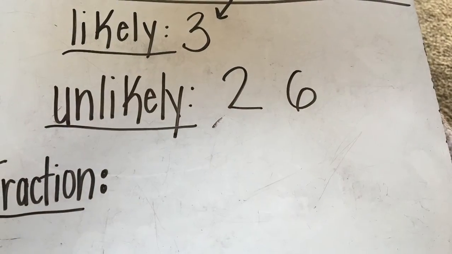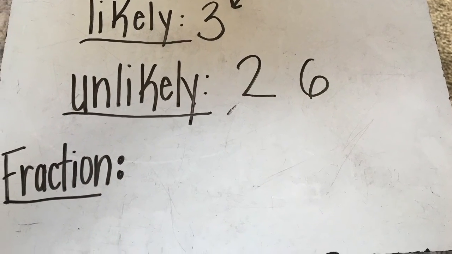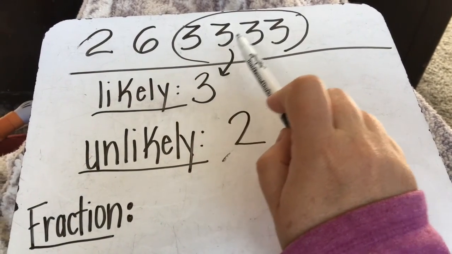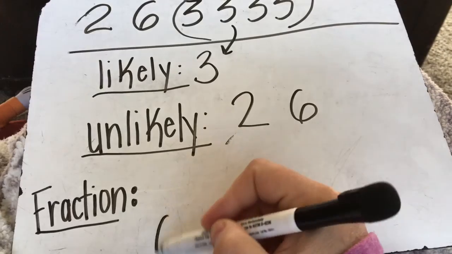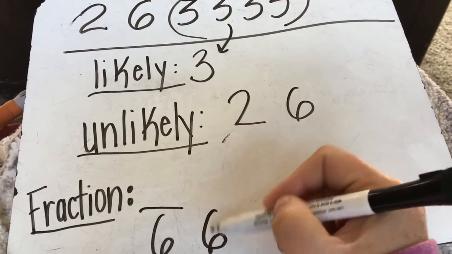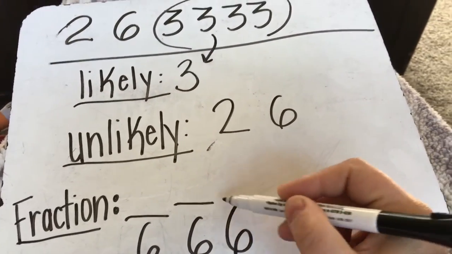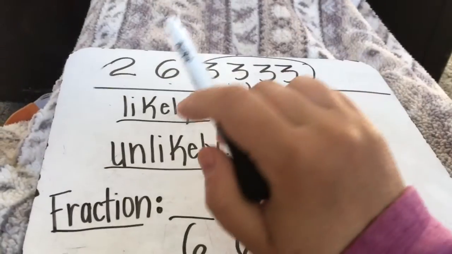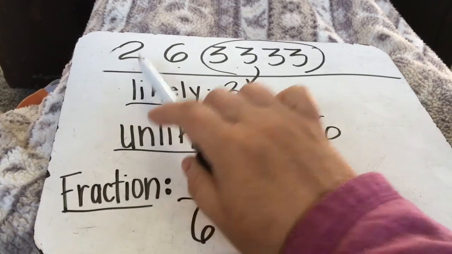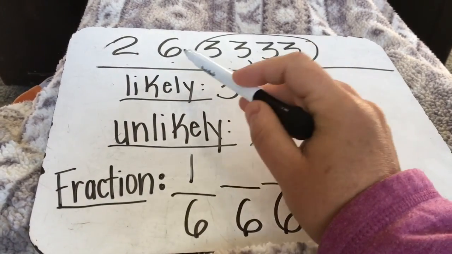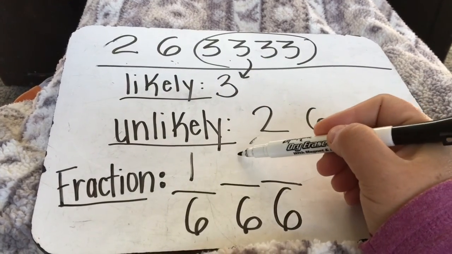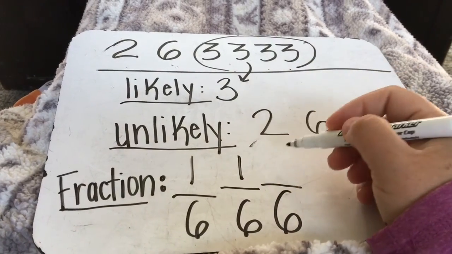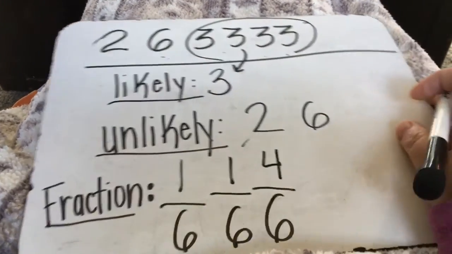Let's look at how we would write this in a fraction. We count up the number of numbers there are on the die, and there are 6 total numbers. So we are going to make the 6 our denominator. So for the 2, there is 1 2, so we put a 1. There is 1 6, so we put a 1 as our numerator. And there are 1 2 3 4 3s, so we put a 4 as our numerator.